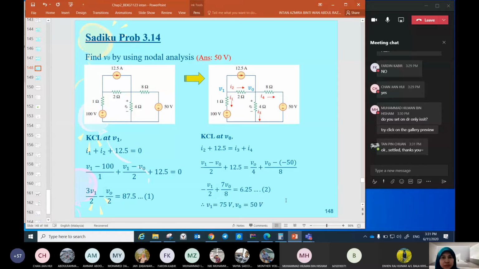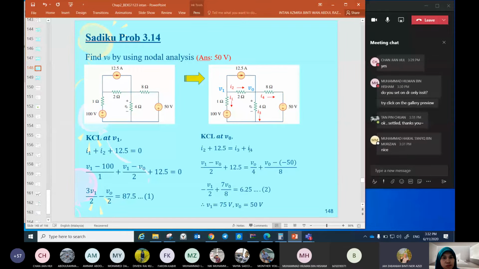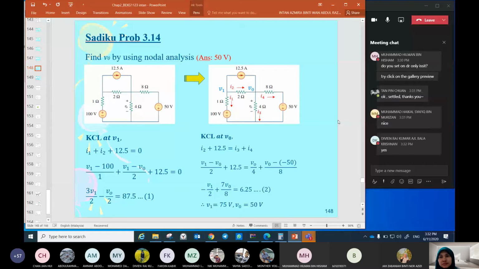Madam, how can I2 plus 12.5 be equal to I4 and I3? KCL here at V0. Yeah, KCL here. So current entering the node is I2 and 12.5. Current leaving the node is equal to I3 plus I4. Right. At V0 we have 4 branches. Oh, okay. Thank you. Any other question? No?